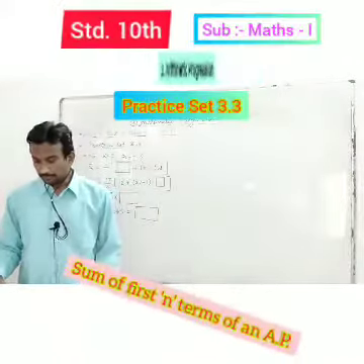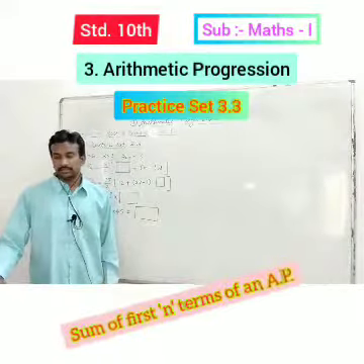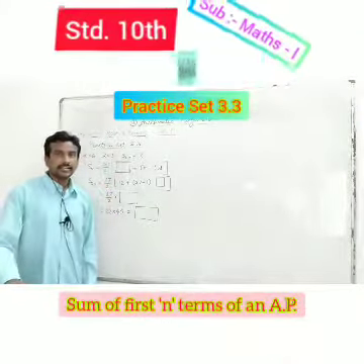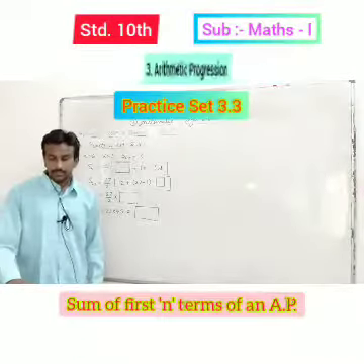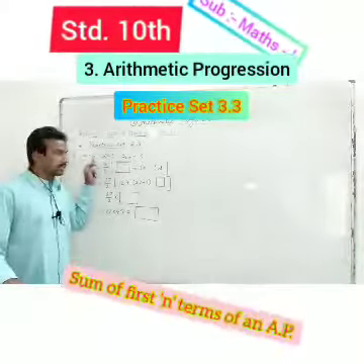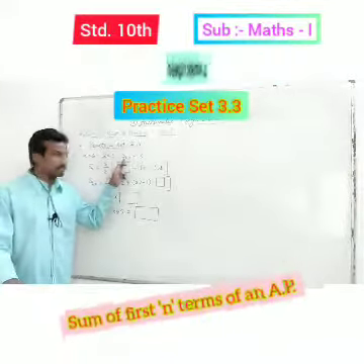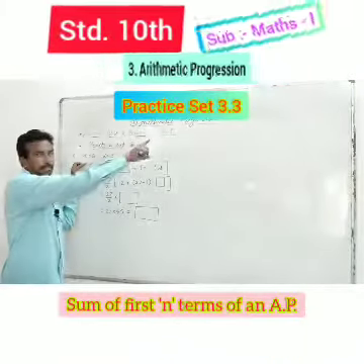Question number 1. First term and common difference of an AP are 6 and 3 respectively. Then find S27. There is an activity given. We have to complete the given activity by filling the boxes. a is equal to 6 given, d is equal to 3. Find out S27. The sum of first n terms of an AP.